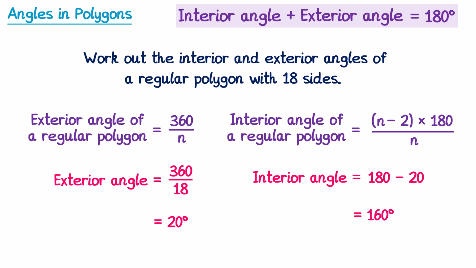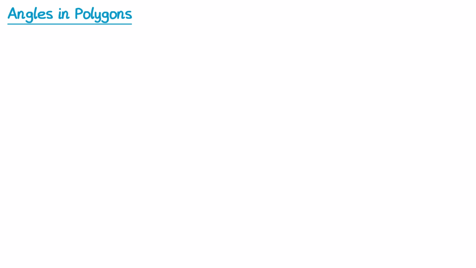Now there's one final formula that we need to cover for angles and polygons. If we take the formula for the exterior angle, it was 360 divided by the number of sides. If we rearrange this formula, then the number of sides must be 360 divided by the exterior angle. This formula can therefore be helpful in finding the number of sides a polygon has if we know its exterior angle. Let's have a look at how we use this in some questions.